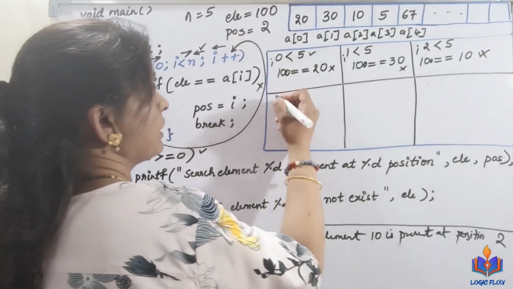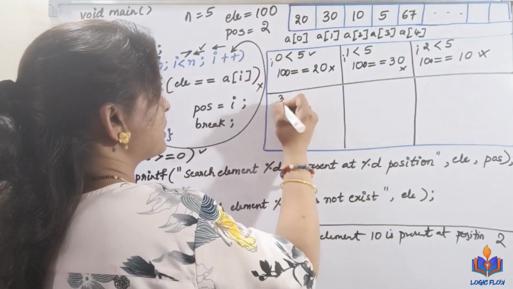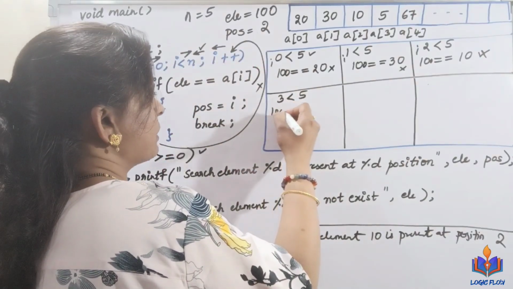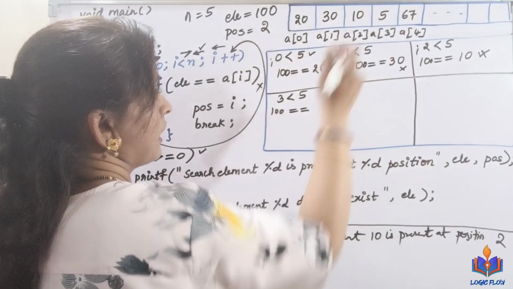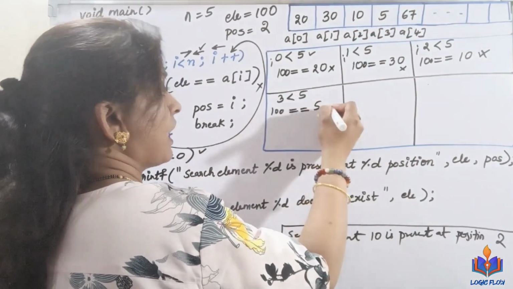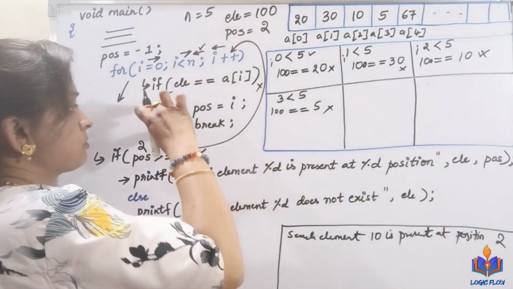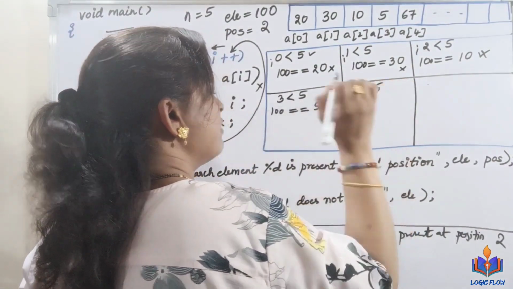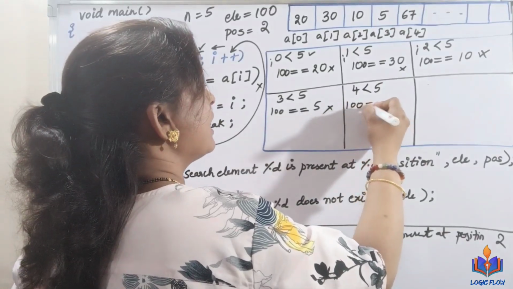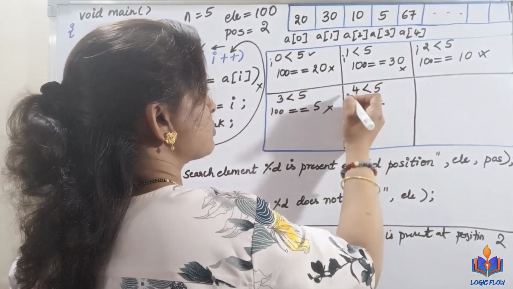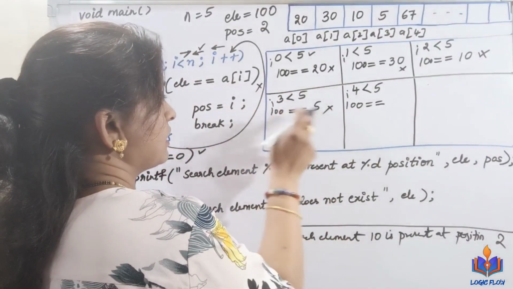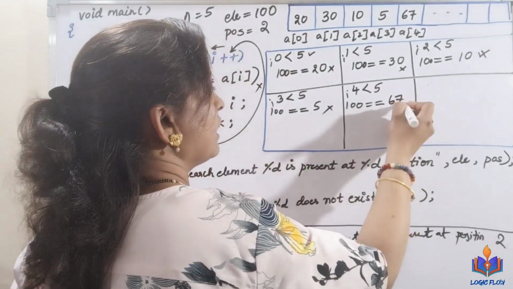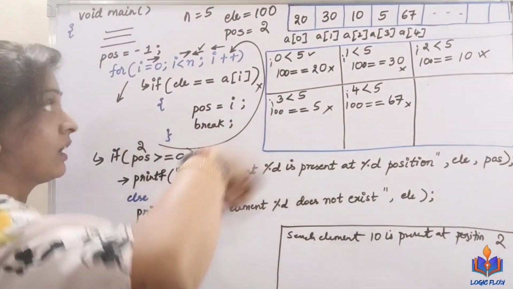Then I becomes 2, then loop back means it becomes 3. 3 less than 5? Yes. Again check the condition. Search element 100 equals to A of 3, meaning 5? Again no. Again take a loop back. This block will not be executed. Loop back. Then 4 less than 5? Yes. Search element 100 equals to A of I, here A of 4, which is 67. Again the condition is not satisfied. Take a loop back.